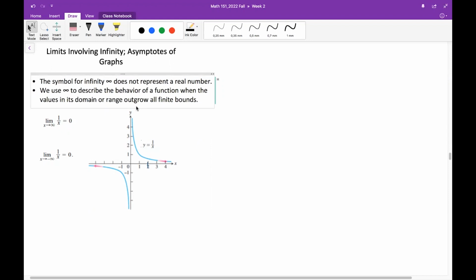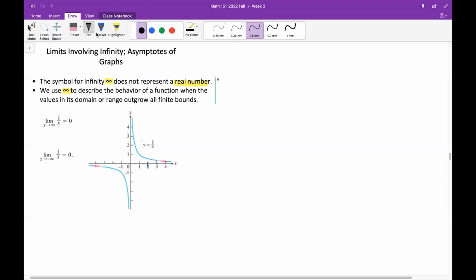Okay, having done this summary, let's start with the first part. So here, the symbol of infinity, as you can see here, doesn't represent a real number. We should be careful about this. We use this symbol just to describe the behavior of a function when it grows increasingly large, or it grows really huge in the negative direction.